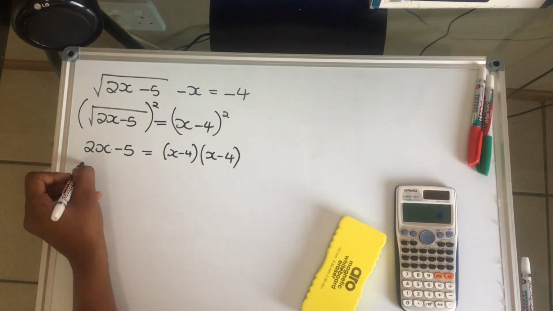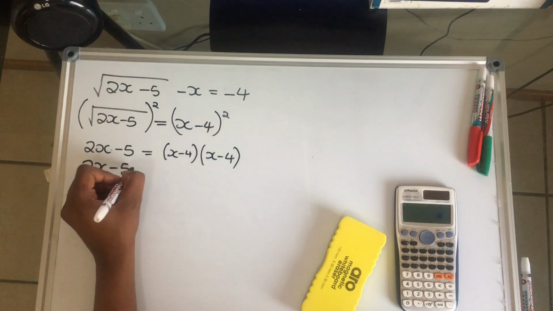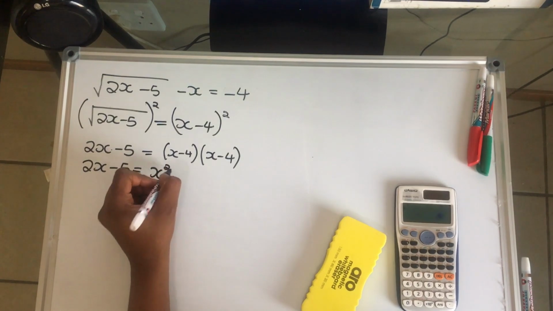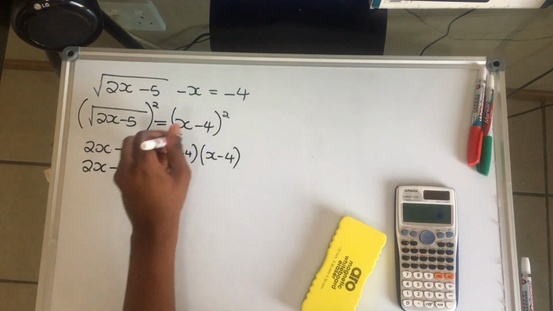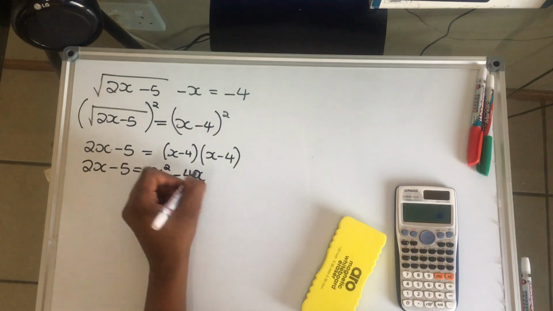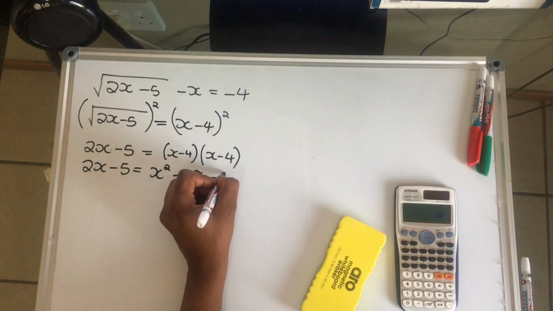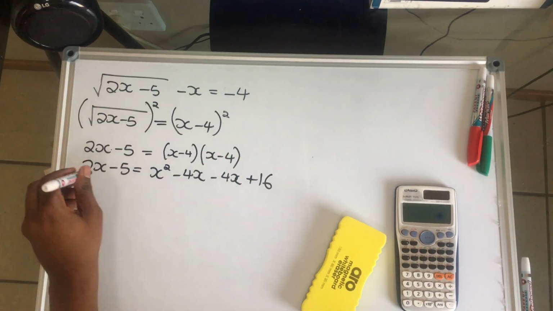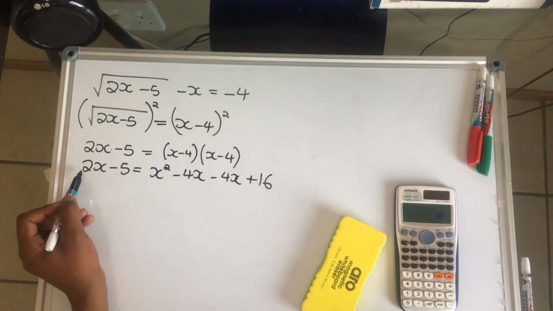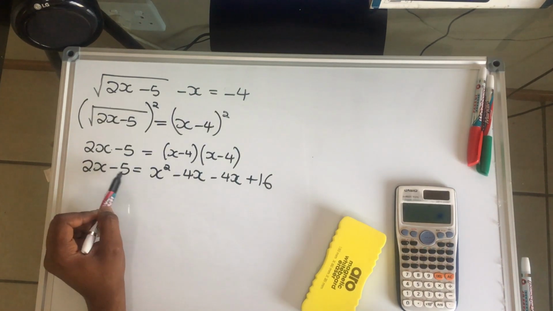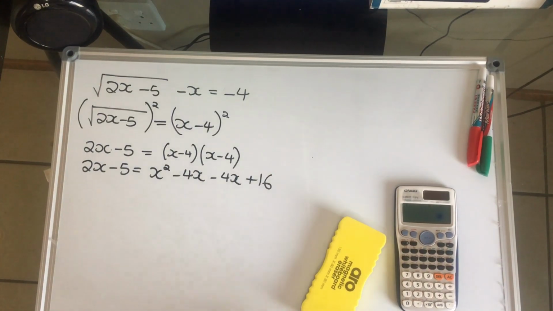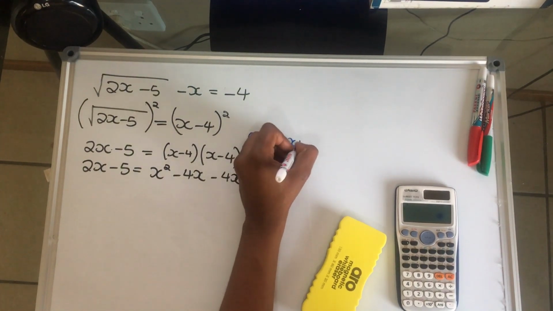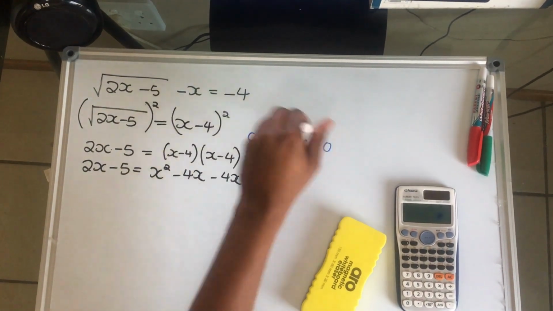Okay? So now we have 2x minus 5, and we multiply these brackets out. So now x squared, that's x by minus 4, only minus 4x, and then minus 4 by x, also minus 4x, minus 4 by minus 4, plus 16. Okay, so now we take what's on the left and move it to the right. The reason is that we want our equation in standard form. Remember, standard form is ax squared plus bx plus c equals 0. It doesn't matter which side the 0 is on.